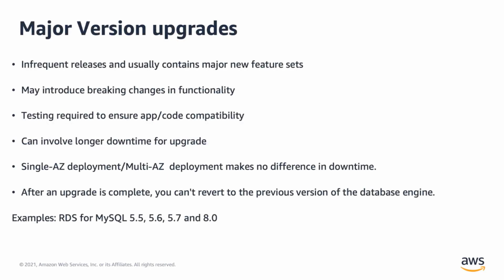Amazon RDS provides new versions for supported database engines so we can keep our DB instances up to date. Major versions are infrequent releases and contain new features. In general, a major version upgrade can introduce changes that are not compatible with existing applications. Hence, we need extensive testing when adopting a major version.